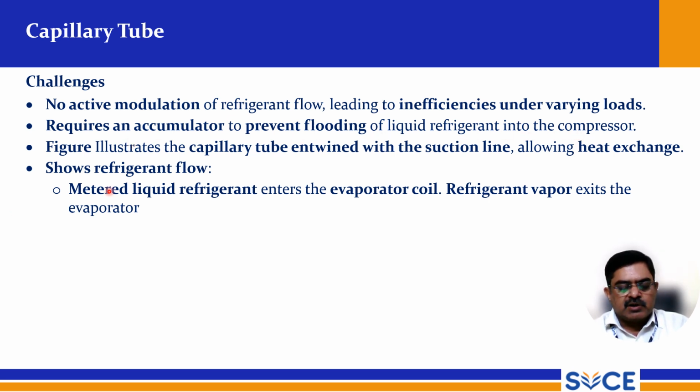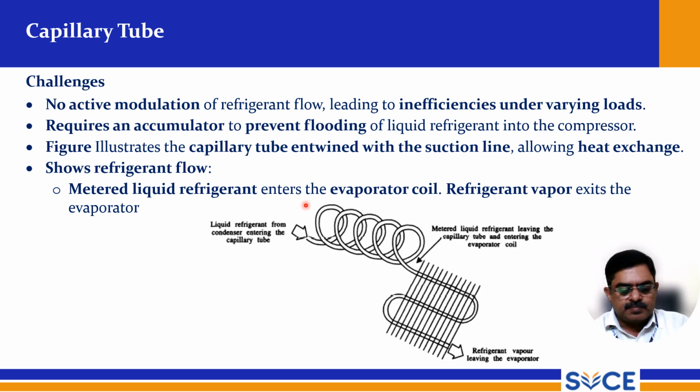So I will show you one diagram where the capillary tube is entwined here with the suction line. It is placed with the suction line, allowing heat exchange, and shows the refrigerant flow. The metered liquid refrigerant enters the evaporator coil. Refrigerant vapor exits the evaporator. So this is the small arrangement.